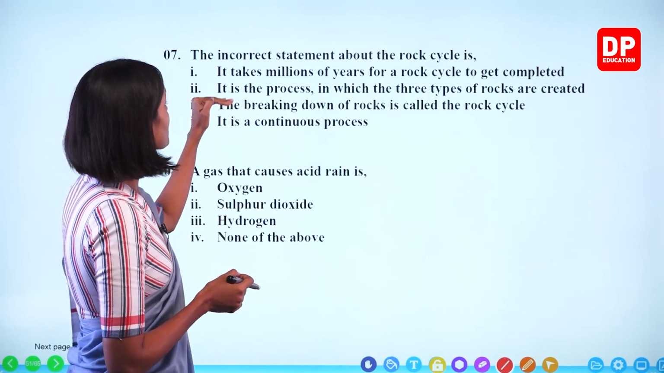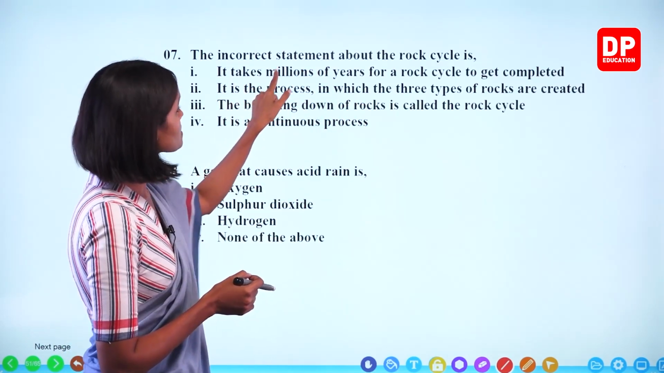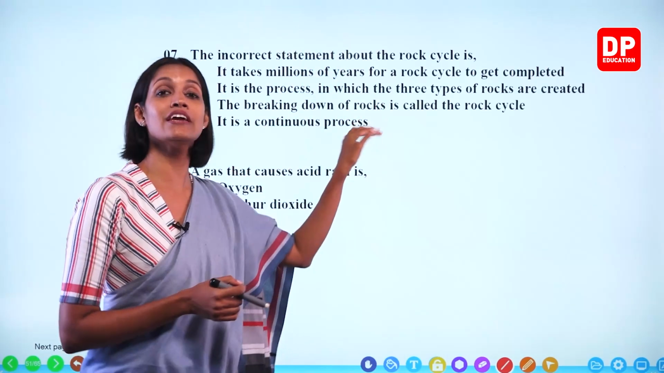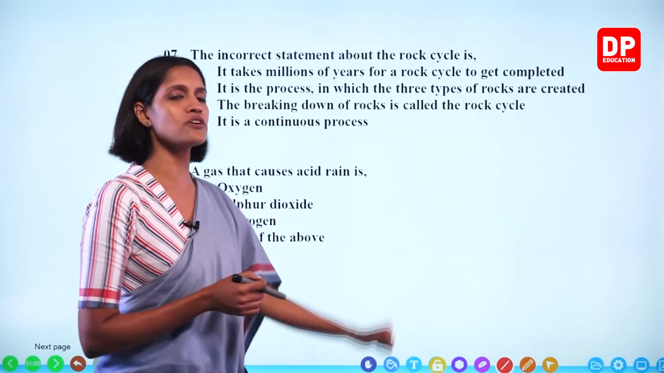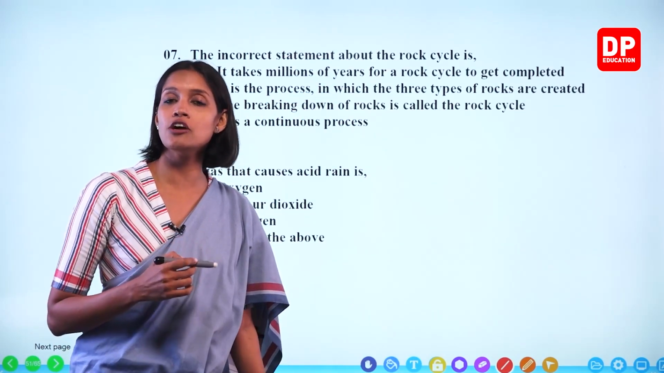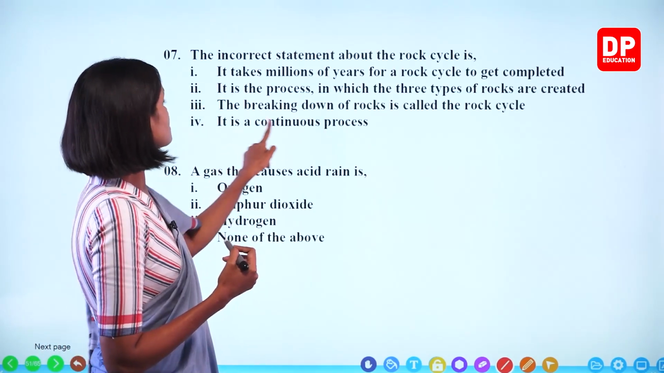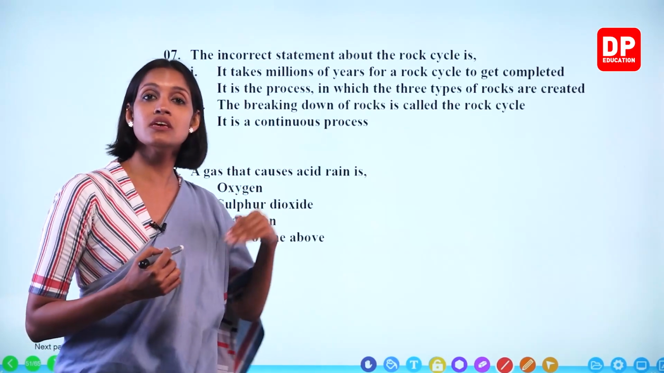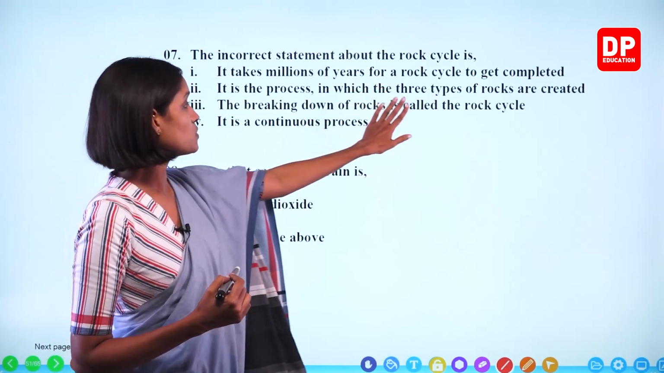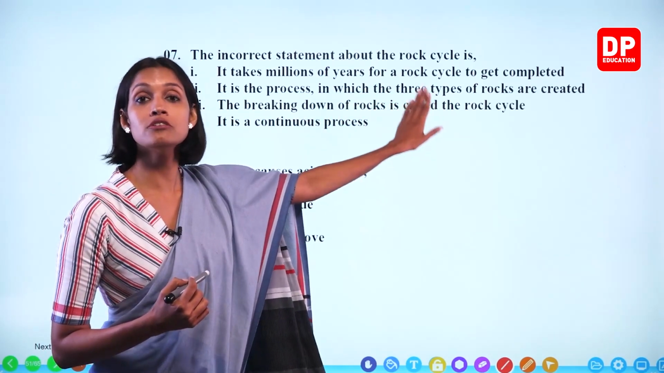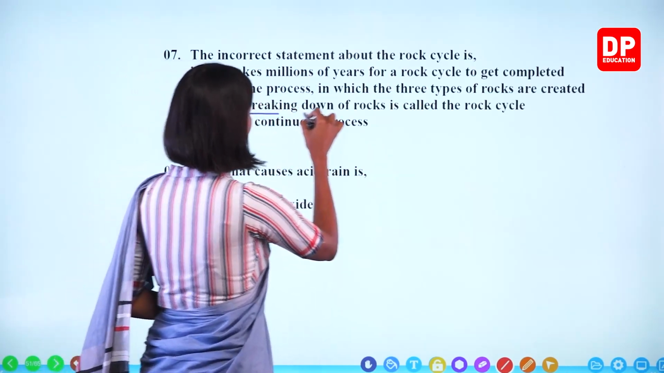Right? The breaking down of rocks is called the rock cycle. Number 2, it is the process in which the three types of rocks are created. That is also correct. Okay? The breaking down of rocks is called the rock cycle. Is this true? The breaking down of rocks is called the weathering of rocks. Okay? It is a continuous process. Yes, this keeps on happening. No, breaking down of rocks is called rock weathering. Okay? Therefore, the incorrect statement is 3.